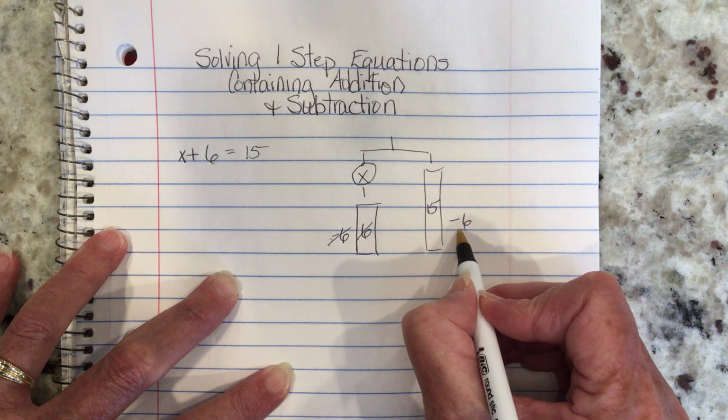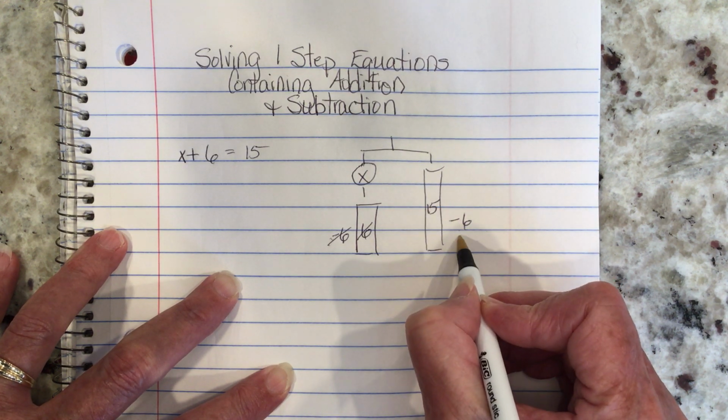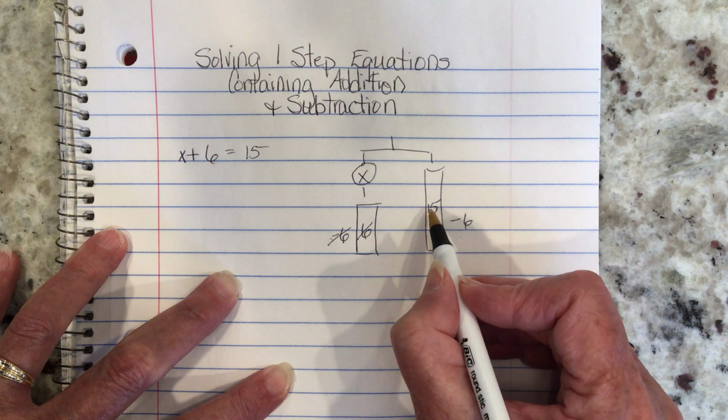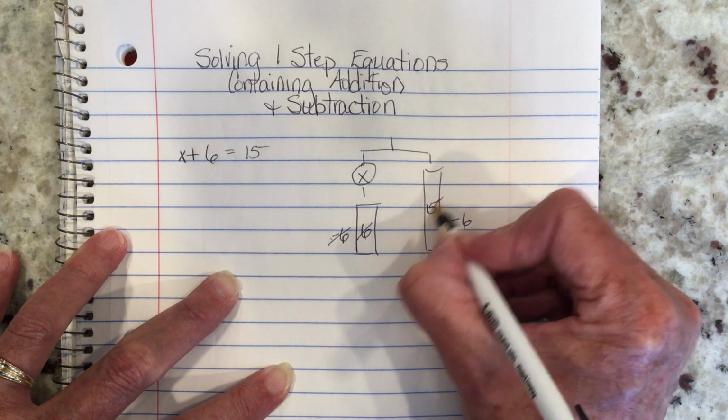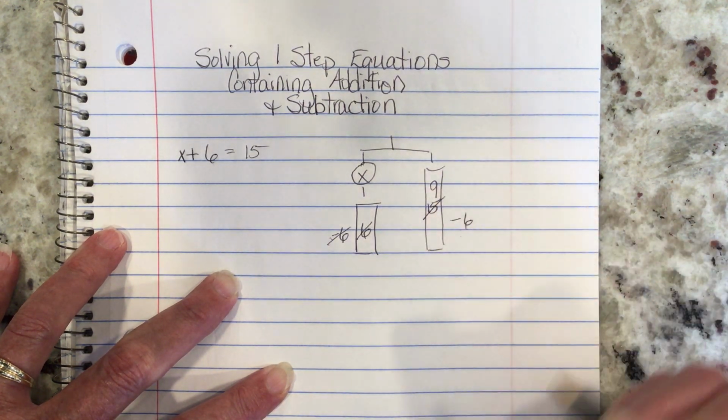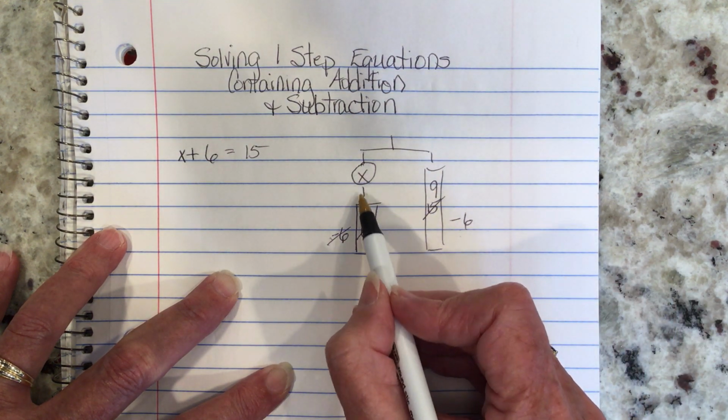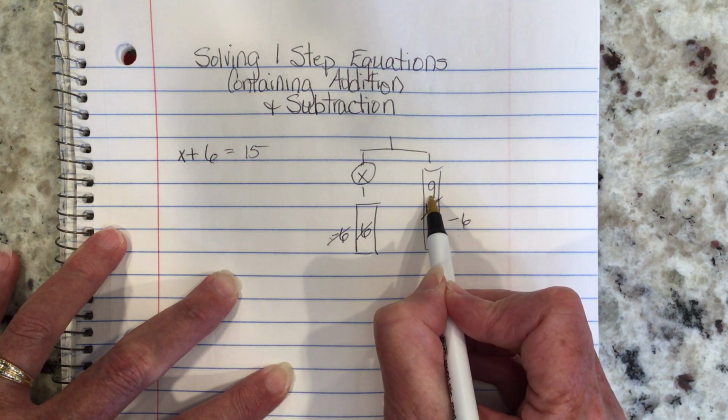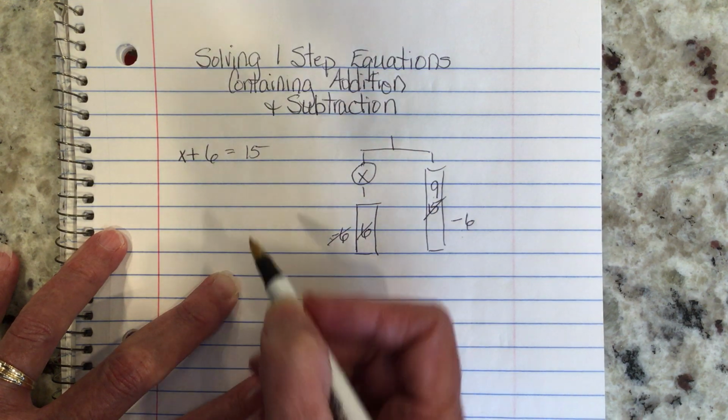And then we're going to do 15 plus negative 6. So the signs are different, so we're going to subtract and we get 9, and there's more positives. So this becomes 9. So now what we have left is x equals 9. So that's using a hanger diagram.